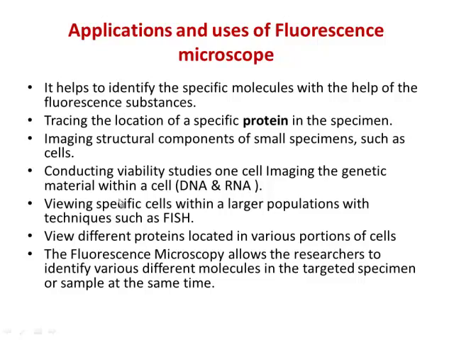This also helps to view specific cells within a larger population with techniques, for example, FISH, that is fluorescent in situ hybridization. Because some specific cells have cellular markers, they can be stained with markers that can be seen with the help of the fluorescent microscope. It also helps to view different proteins located in different portions of the cell. Fluorescent microscopy allows researchers to identify various different molecules in a targeted specimen or sample at the same time.